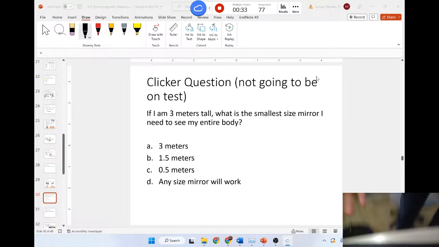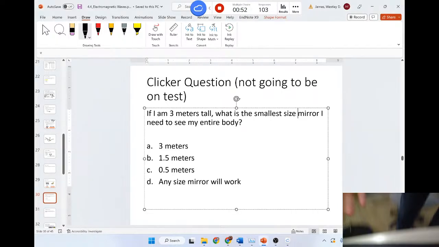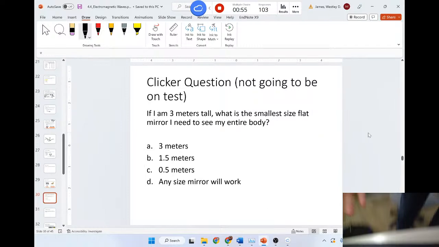Tiny little thing. If I look in my room, yeah. And we're assuming a flat surface. That's really important to clarify here. The mirror I'm talking about is a flat surface. We're not talking about a curved surface because that changes the situation. We're talking about a flat mirror. Let me even put that here. What is the smallest size flat mirror I need to see my entire body? Because if the mirror is curved, it changes the whole problem.